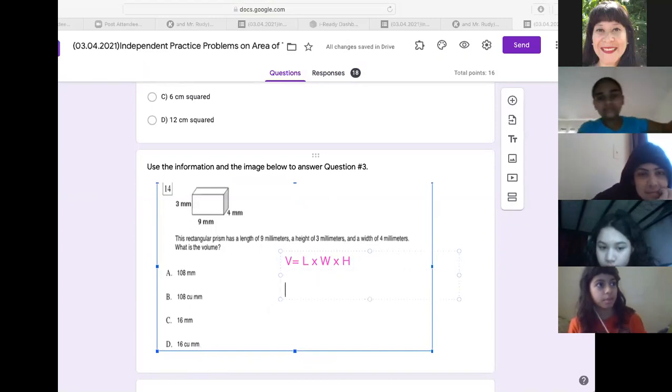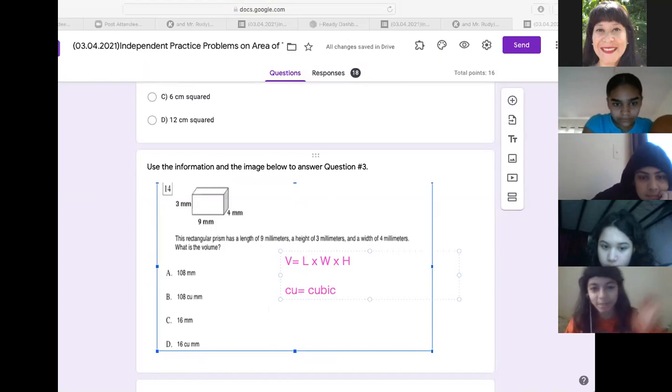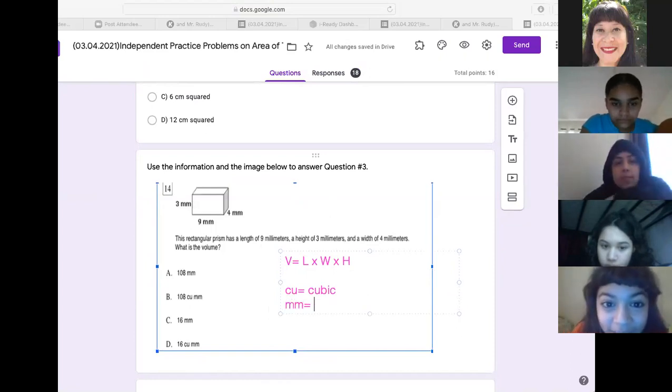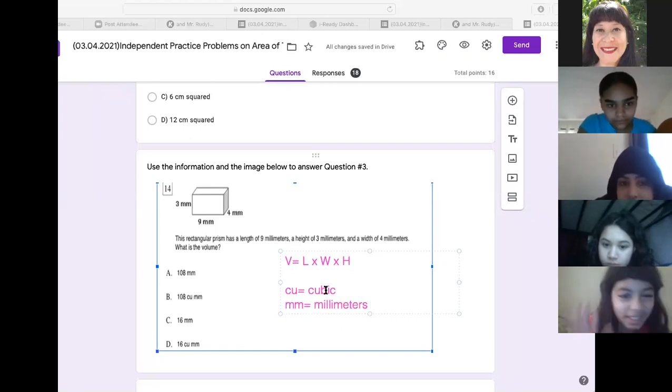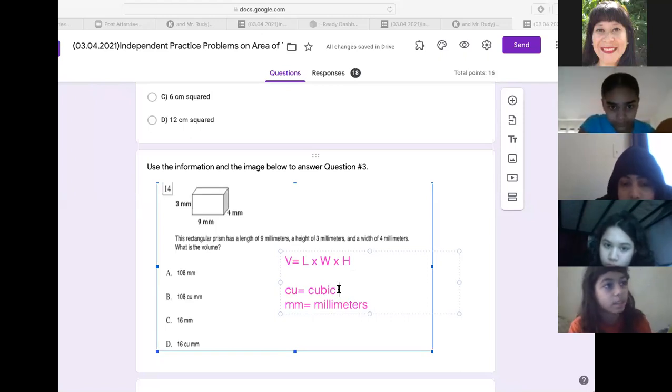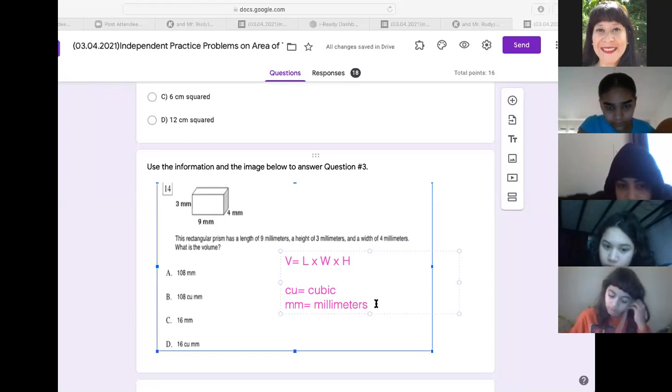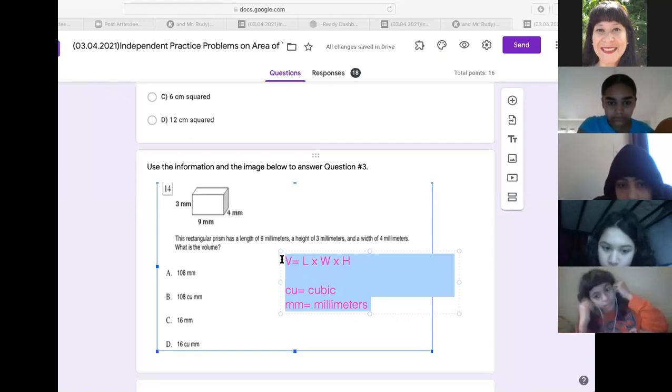Now, let me just explain to you what this CU is. CU means cubic. MM means millimeters. So when you're cubing it, you're actually going to the third power. So your answer will have CU. It would be either 108 or 16 CU MM. Does that make sense now? Yes. Okay, so that there's no confusion, right?